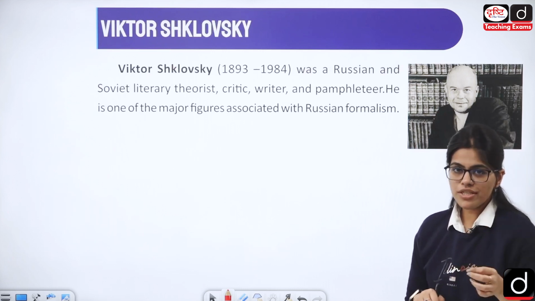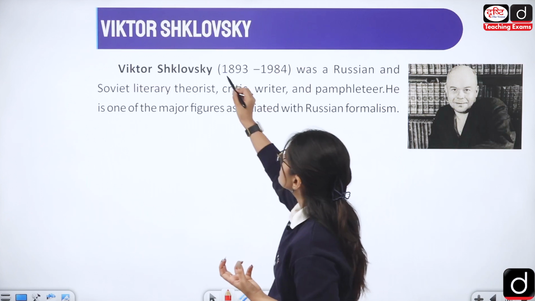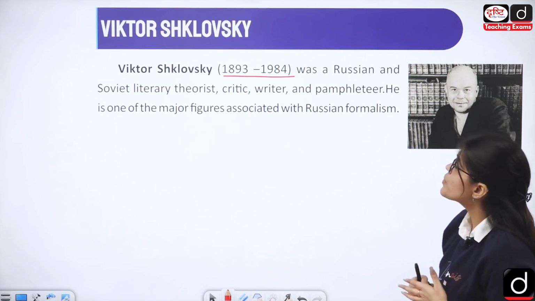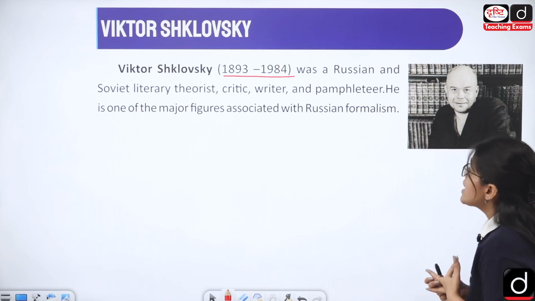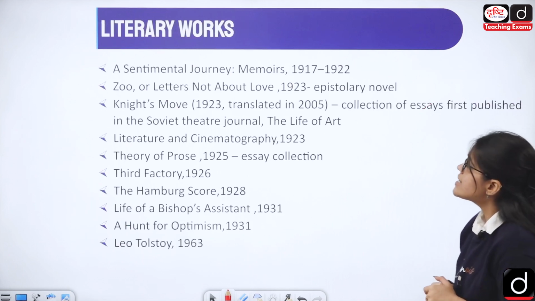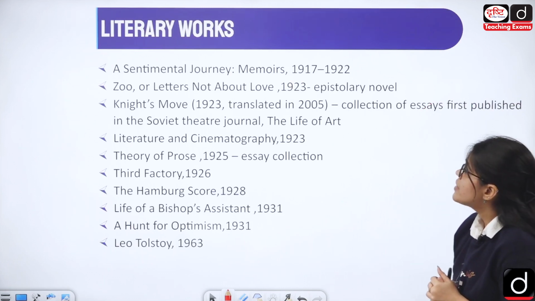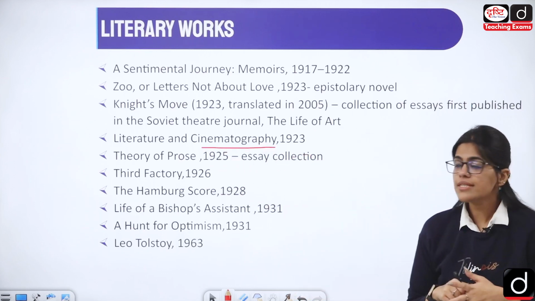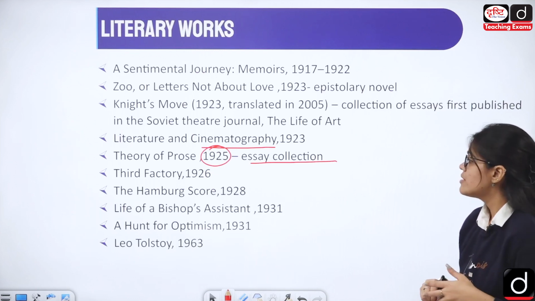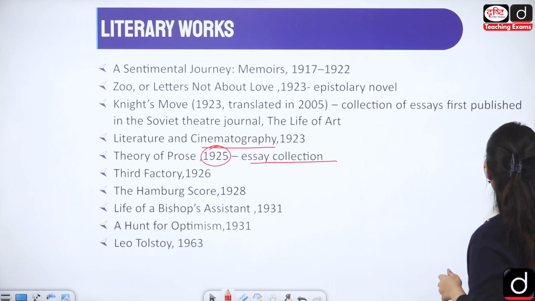Okay, let us go forward. We have already made a video about Victor Shklovsky, who talked about defamiliarization, so let us discuss an overview about him. Victor Shklovsky, 1893 till 1984, was a Russian and Soviet literary theorist, critic, writer, and pamphleteer. He is one of the major figures associated with Russian formalism. He wrote works like A Sentimental Journey, Zoo, or Letters Not About Love, Knight's Move, Literature and Cinematography, Theory of Prose, which came out in 1925 and is a collection of essays, Third Factory, Hamburg Score, and many more. We have already discussed him and we will deal with the others now.